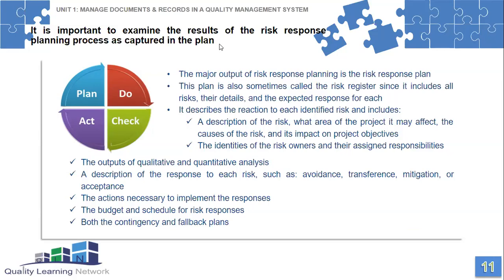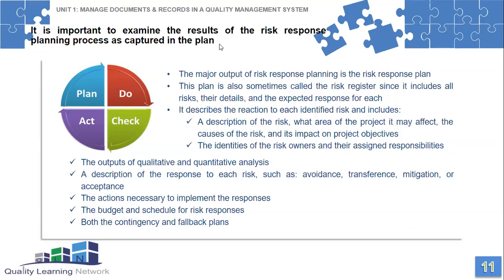So it's a very logical process, and it's something that we would anyway do as human beings. So we just formalize it. The major output of risk response planning is the actual plan. The plan is also sometimes called the risk register. And again, I do have examples. I promised you in the previous video I would show you, so I will do so.